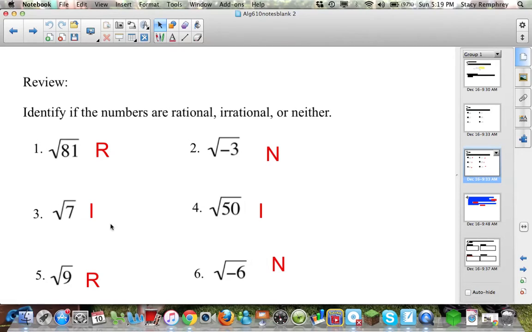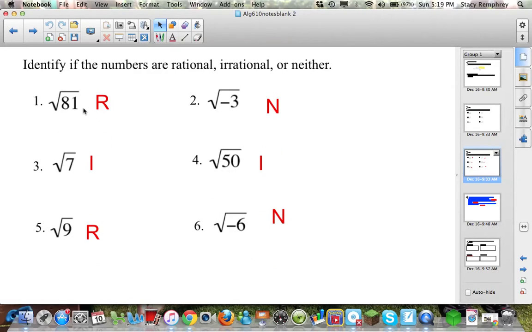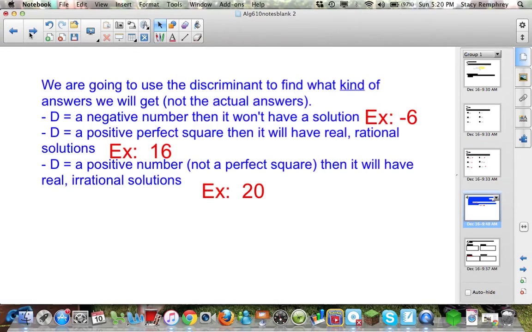All right, the answers are here. The square root of 81 is rational because the square root of 81 is 9, and you can express 9 as a fraction, 9 over 1. Square root of negative 3 is neither. It is not a real number. You can't take the square root of a negative. Square root of 7 is irrational. You cannot express it as the ratio of 2 integers or as a fraction. Square root of 50, irrational. Square root of 9, rational. Square root of 9 is 3, and I can express that as 3 over 1. And the square root of negative 6 is neither. You can't take the square root of a negative.